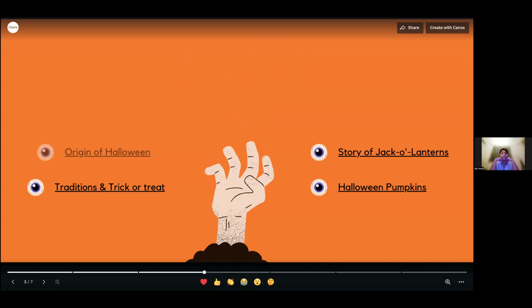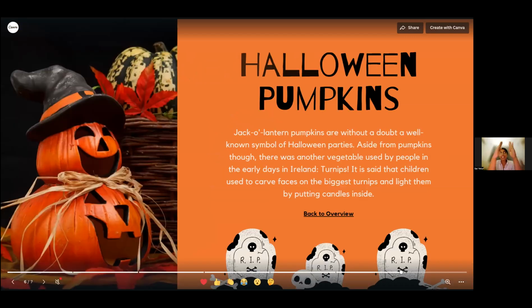There's something called Halloween pumpkins. They are not just made out of pumpkins, meaning the jack-o'-lanterns, but also out of turnips. That's a typical Irish thing to do.